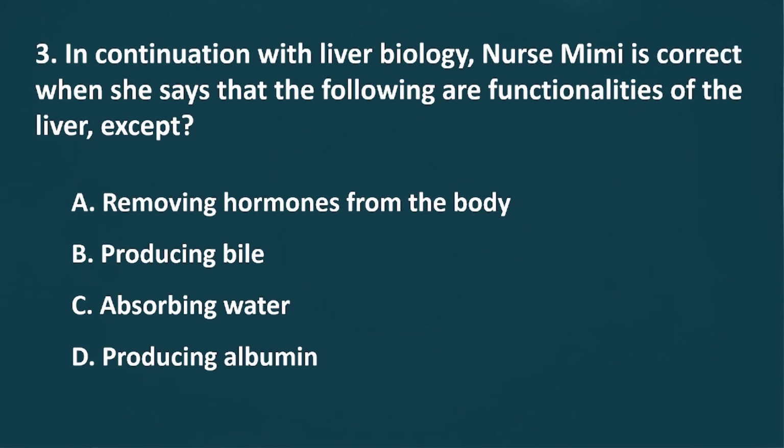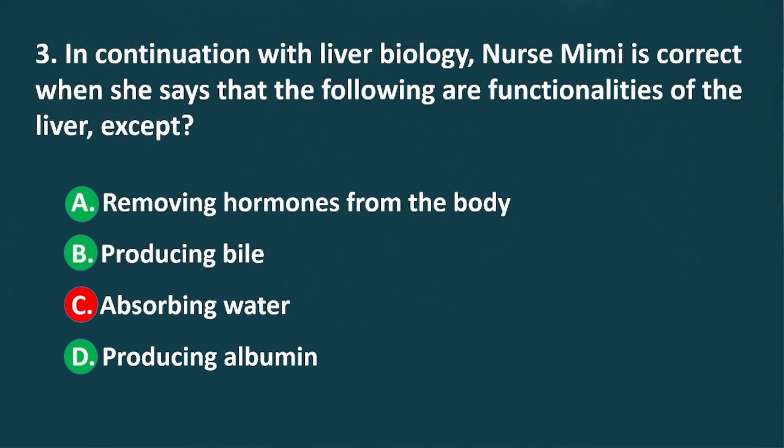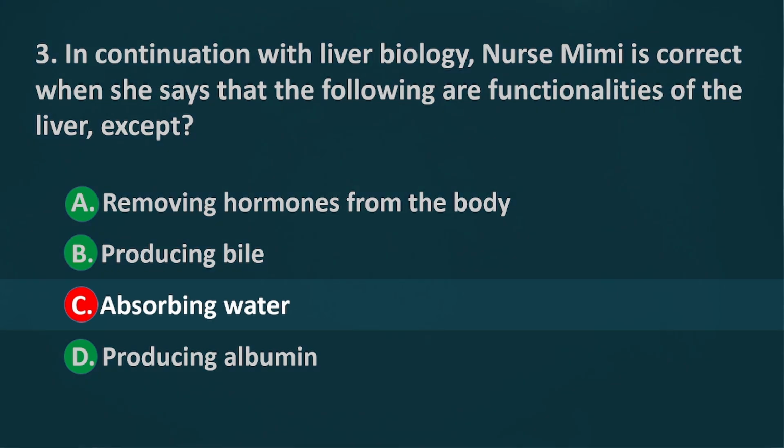Let's apply the process of elimination. Liver breaks down estrogen and eliminates it from your body, making option A a correct statement. Liver produces bile, a chemical that helps turn fats into energy, and stores it in the gallbladder, making option B a correct statement. Water absorption is done in the small intestine and not in the liver, making option C incorrect. Synthesis of albumin takes place in the liver, after which it is excreted into the bloodstream, making option D a correct statement. Therefore, the correct answer is letter C.